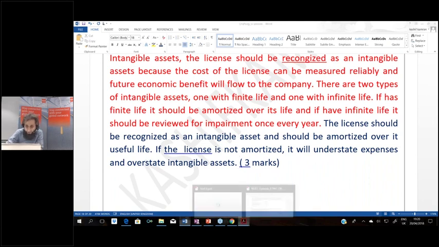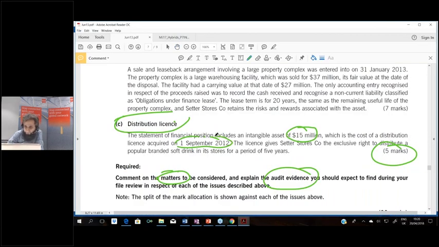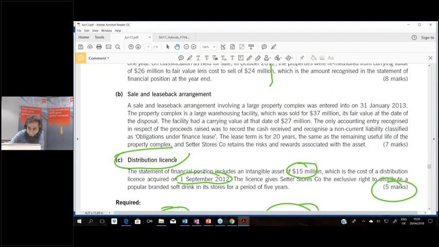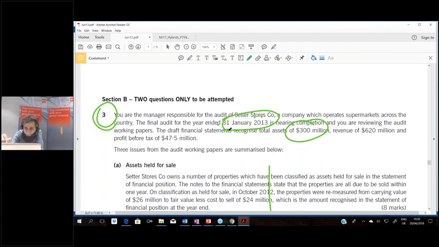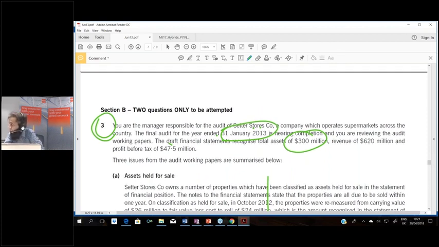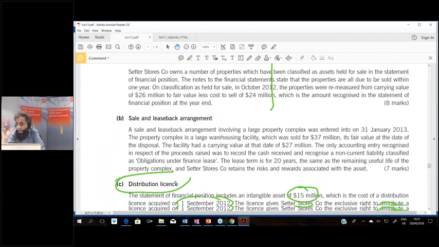Now, I go back and I just told you we have to be case specific, right? We acquired the license in September 2012 for 5 years. Now, what is the year end of the company? The year end of the company is 31st of January, right? And the profit of the company is $47.5 million. Now, for how much time should I recognize the amortization if I have to make an impressive answer rather than writing all that in red?